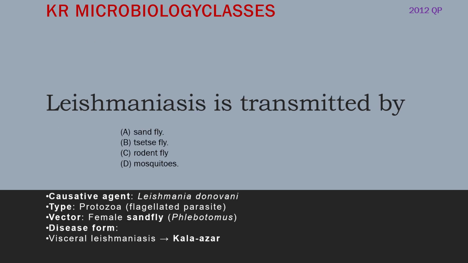The next question: leishmaniasis is transmitted by option A sandfly, option B tsetse fly, option C rodent fly, option D mosquitoes. The correct answer is sandfly, option A. Let's see about leishmaniasis also. Leishmaniasis disease is caused by Leishmania donovani, which is a type of protozoa, and the vector is the female sandfly. It is also called Phlebotomus, and it causes the disease visceral leishmaniasis, which is also called kala azar.